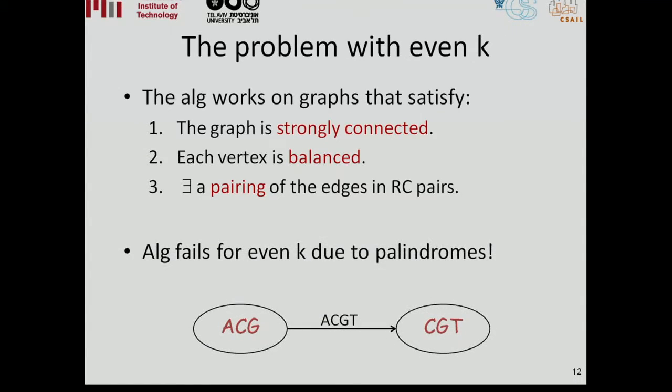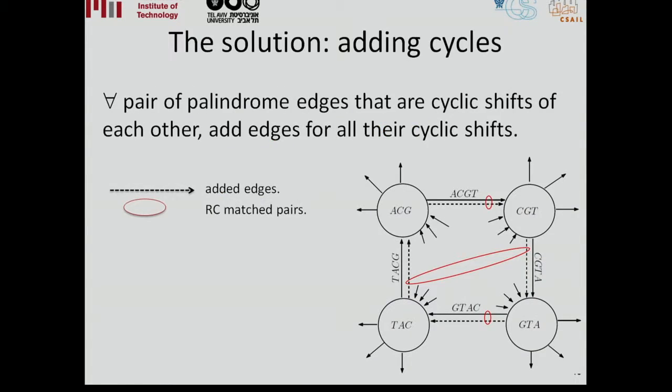And the problem starts when we are looking at the case of k even, and then we will have palindromic edges. So whenever we use these edges in the green path, it's already used, so we cannot reuse it in the red complementary path. So this is the problem. And the simple solution is just to add cycles.